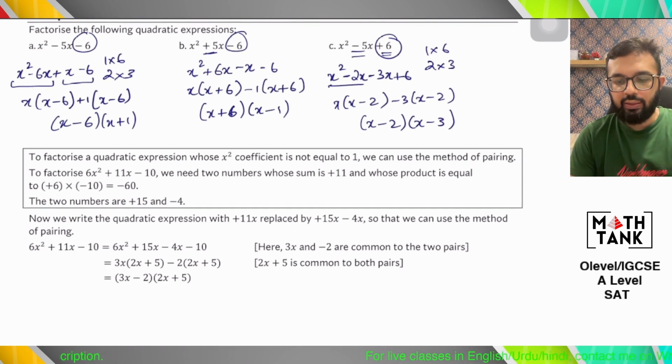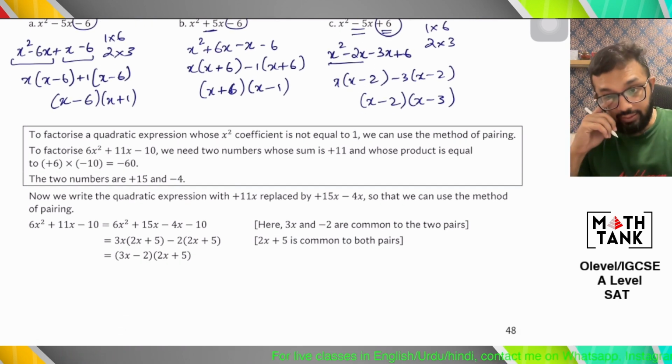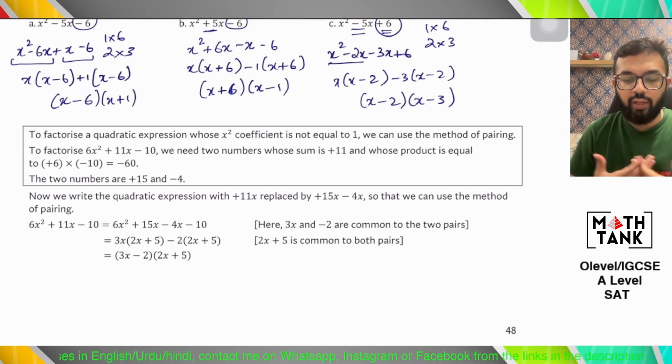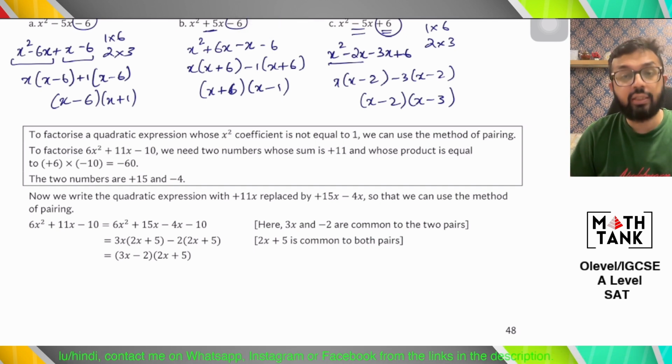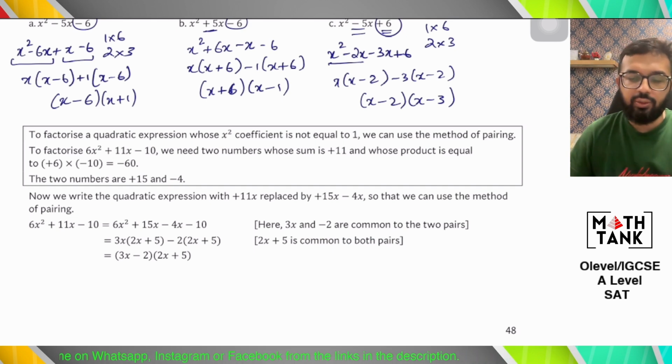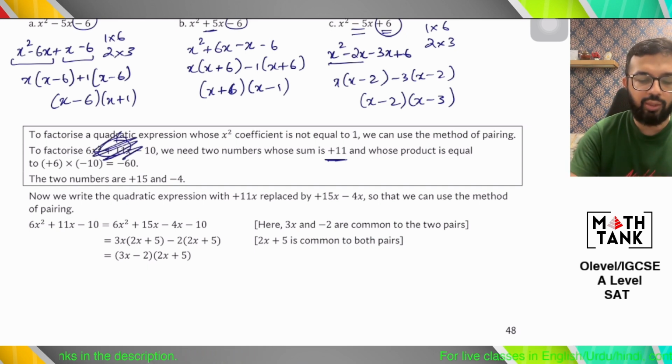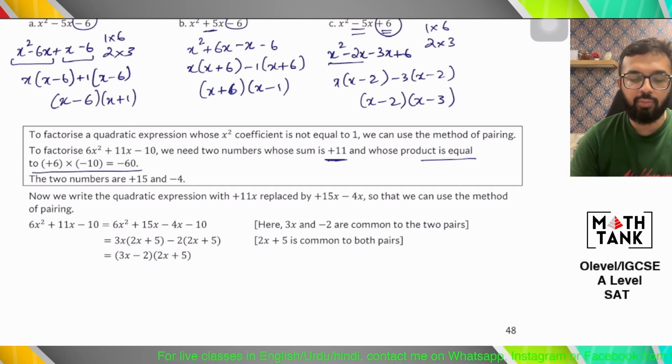Then let's make this a little more complicated. It says to factorize a quadratic expression whose x square coefficient is not equal to 1, we can use the method of pairing. To factorize 6x squared plus 11x minus 10, we need two numbers whose sum is 11. That's the stated thing. That's fine. You're trying to break the middle term. But let's look at this. And whose product is equal to plus 6 into minus 10.